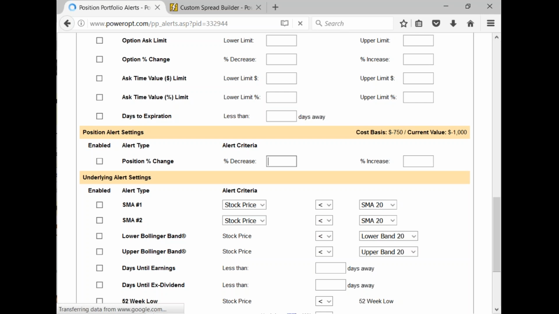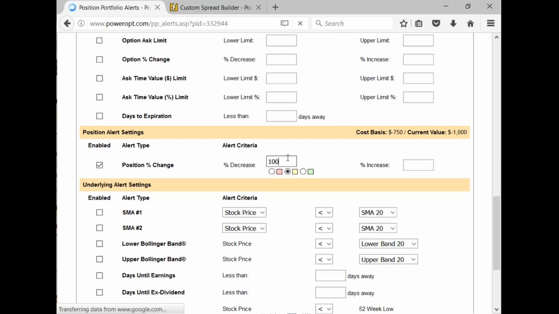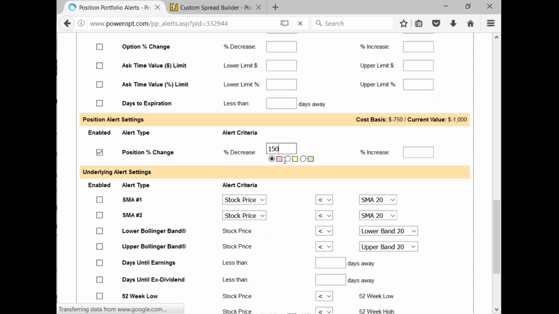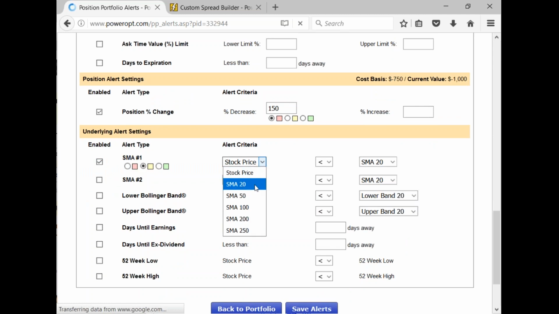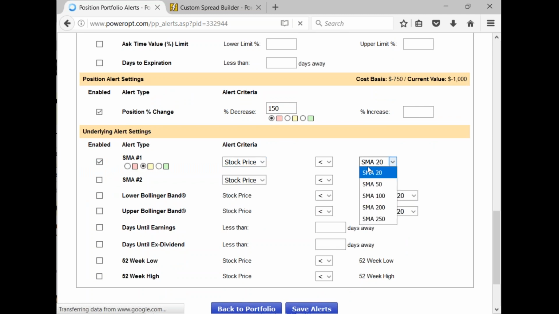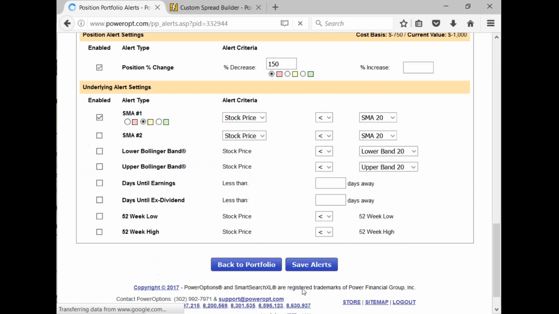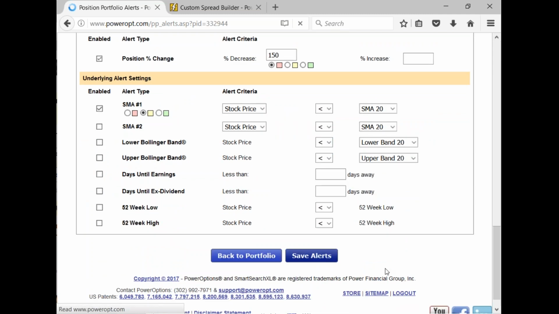So I'm going to go ahead and say, you know what? I want to be notified if the decrease on this position is at 100%. It's not 50%, it's actually 100% on the value. So I'm taking in 75 cents. I want to know of a 100% loss when this goes to 150, which is twice the net credit. Or I could go 3 times and put it in at 150. Here's the SMA: stock price less than, this is a bull put, so I'm going to put stock price less than SMA 20. Let me go ahead and save alerts.